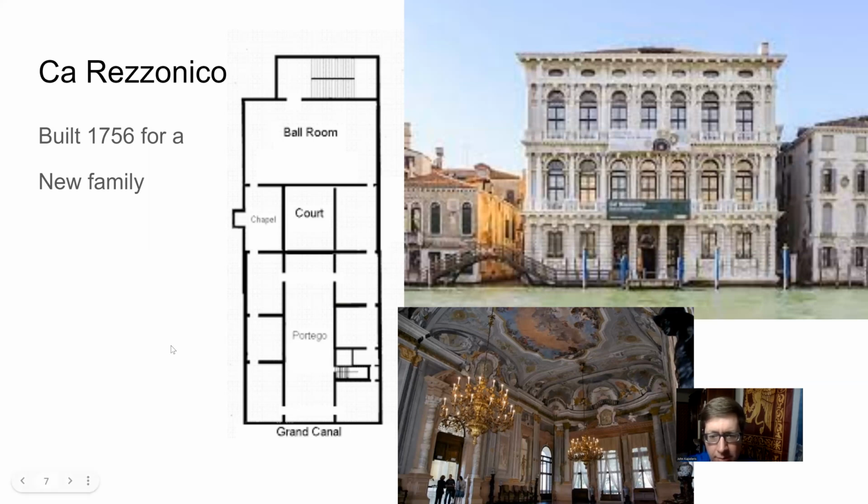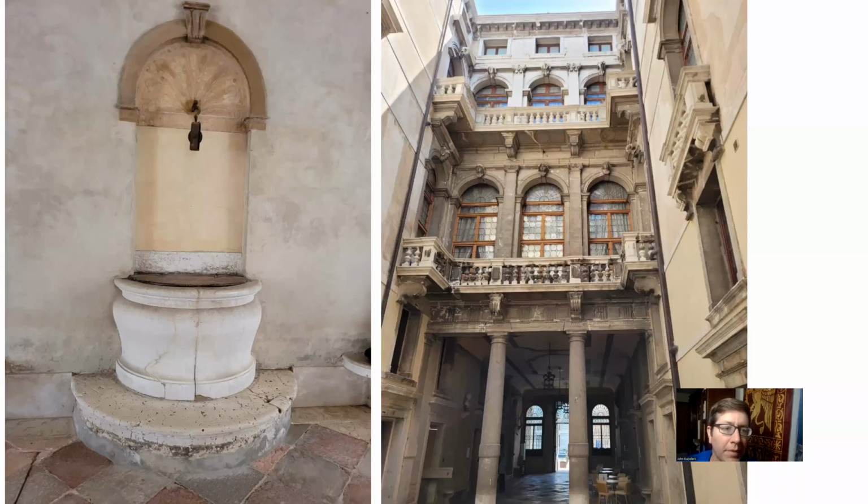This is the ballroom. I believe that's on the bottom floor. Yeah, this is really beautiful and very decked out. So it's very late Baroque, really more Rococo, which is very similar to Baroque. Here's where they get their water. And this is from the inside court. You see it's 3 stories.